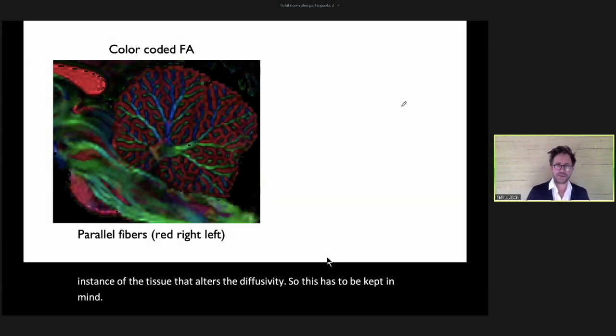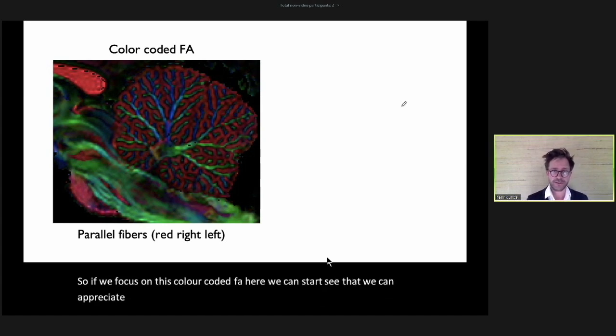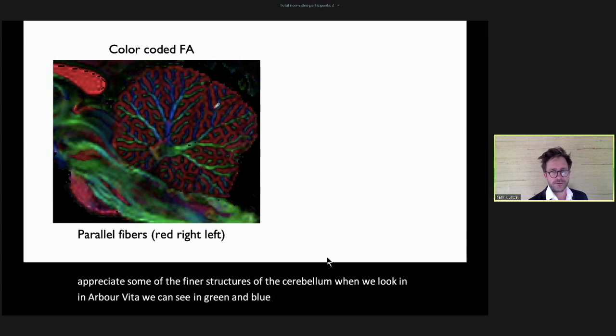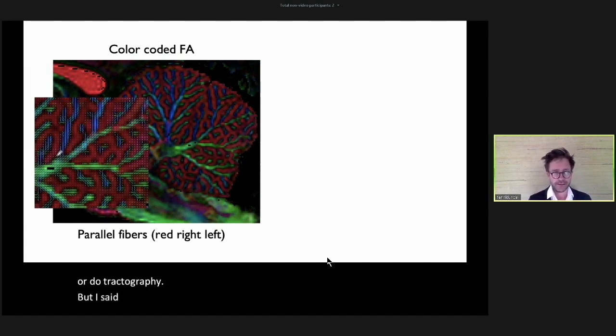So if we focus on this color-coded FA here, we can start to see that we can appreciate some of the finer structures of the cerebellum. When we look in arbor vitae, we can see in green and blue the fibers going out to the finer fissures of the cerebellum. We can overlay here the fiber directions. So here you can see that we start to get the information that we need to track fibers or do tractography. But I'll say more of this in the next talk by Steele.